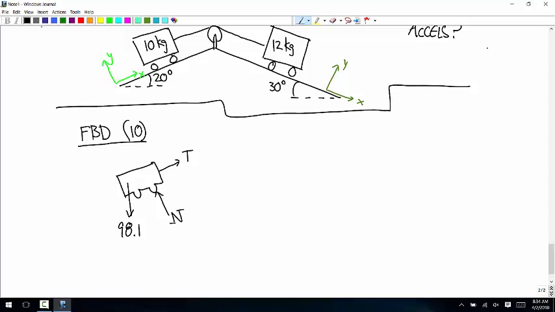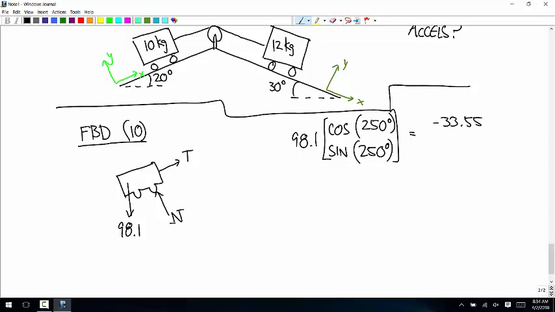Okay, so force is 98.1 times cosine and sine of what angle for the 10 kilogram? 250. So can someone get numbers for that? The top one is negative 33.55.